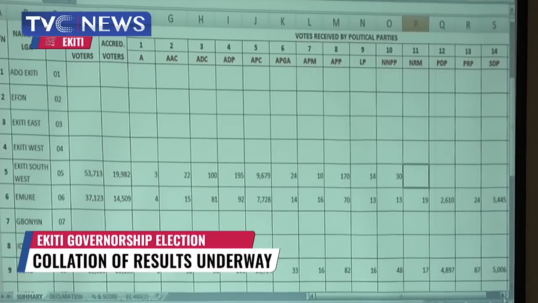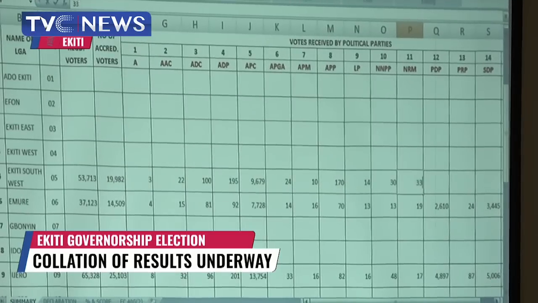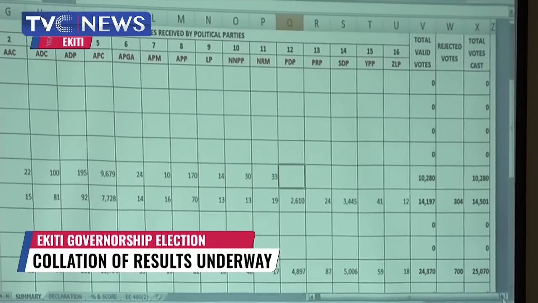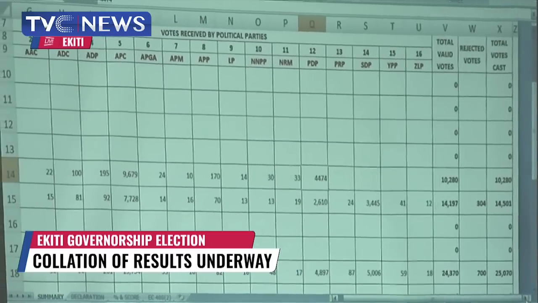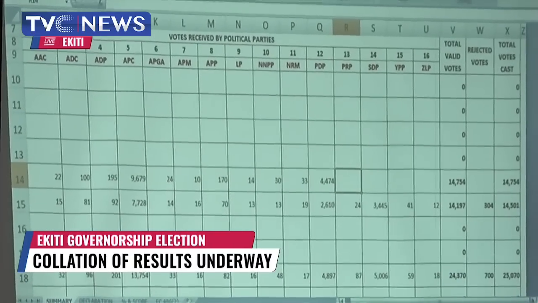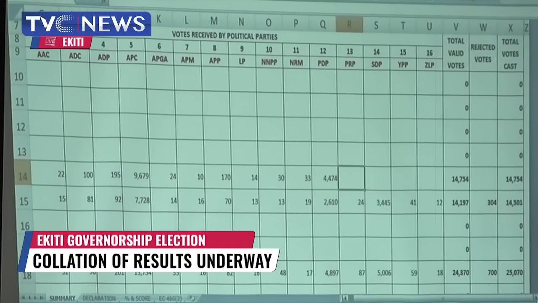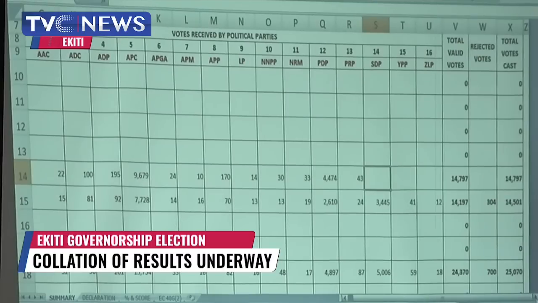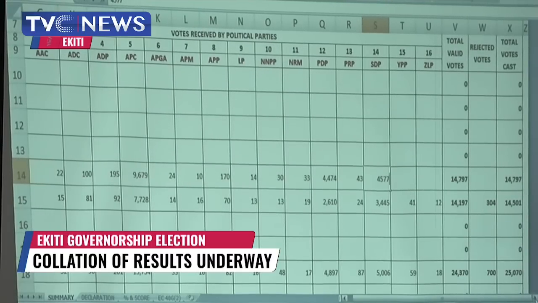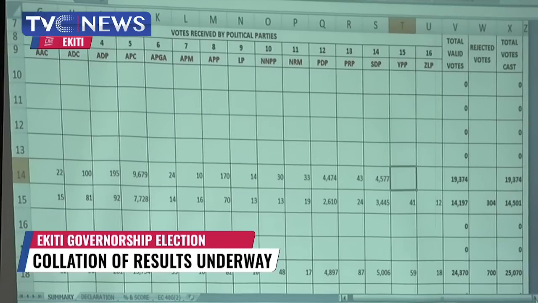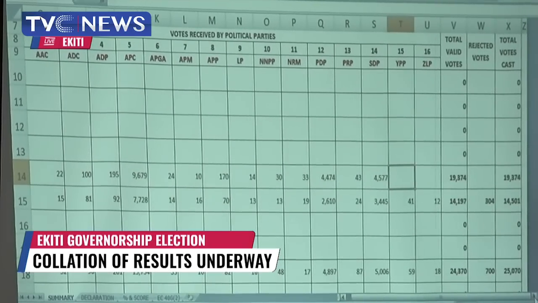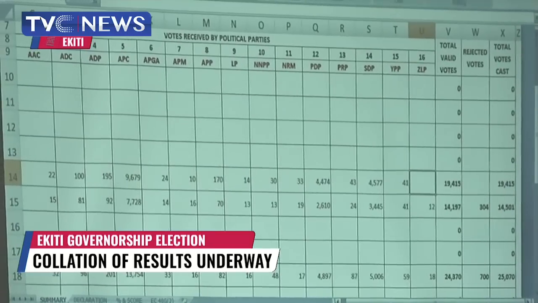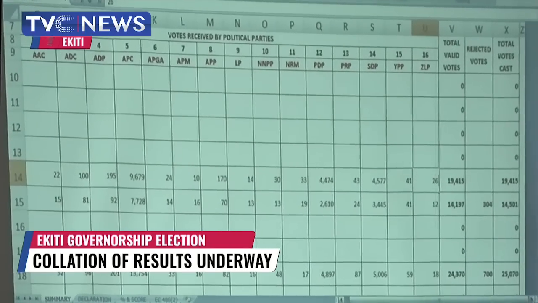Party NRM recorded 33 votes. Party PDP had 74 votes. Party PRP recorded 43 votes. Party SDP had 4577 votes. Party YPP had 41 votes. Party ZLP had 26 votes.